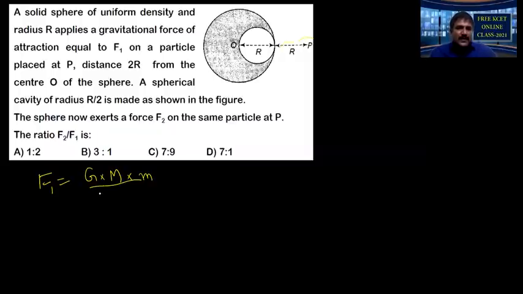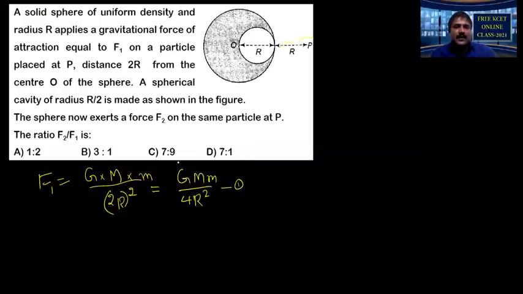So here, from the center of the sphere to the particle P, the distance is r plus r, the radius r plus the outside distance r, so it is 2r. So I can write (2r) square equals G m upon 4r square. That distance is given in terms of capital R, so I use the symbol capital R only. So r equals capital R, so 4r square. This is the first case.